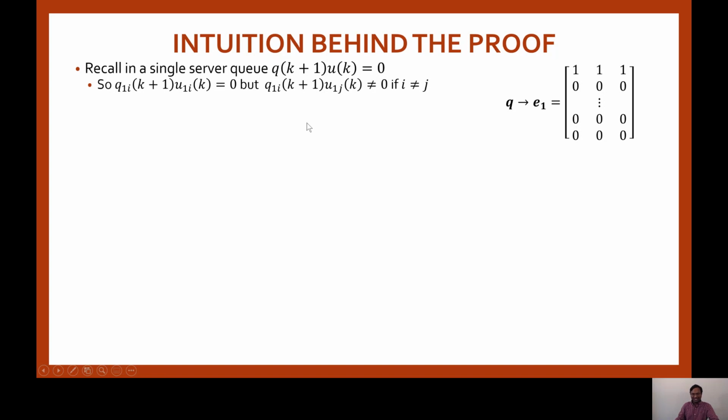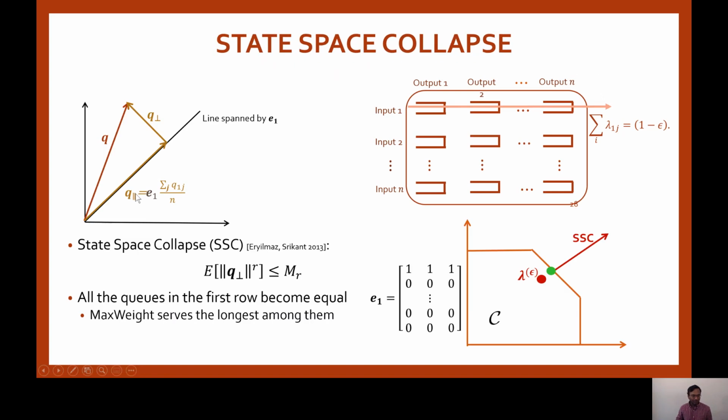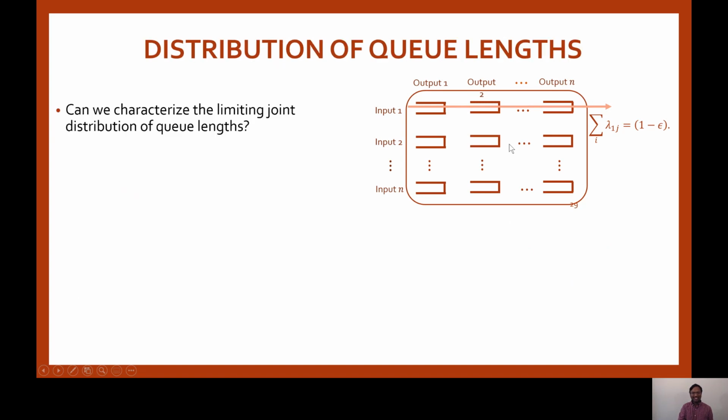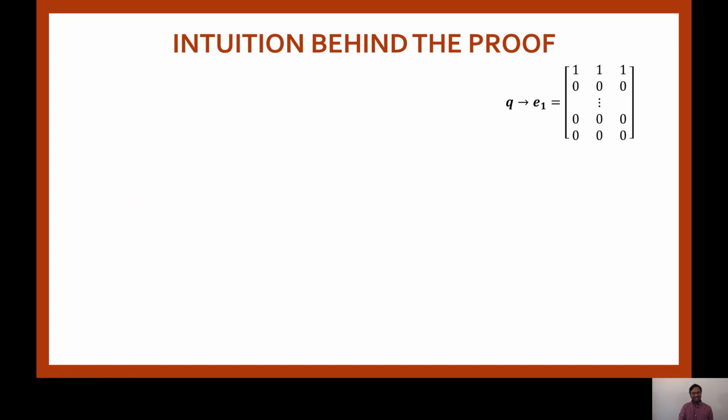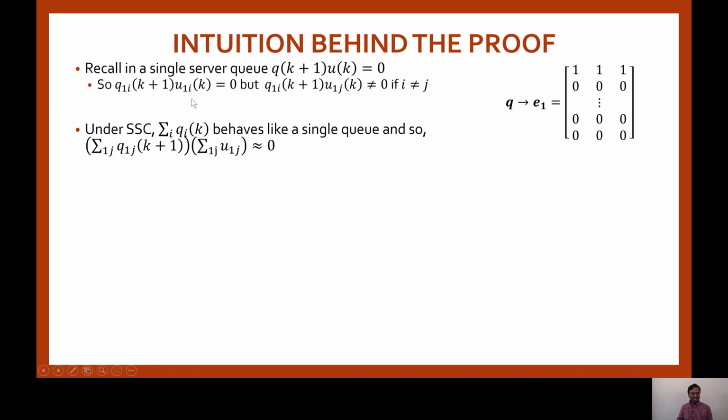So this is our major challenge, because our Lyapunov function, q parallel squared, in the case of this one-dimensional collapse, is essentially the sum of all the queues in the first row. So when I take its square and expand it out, I'll get cross terms, multiplying one queue length with the other unused service. But because of state space collapse, all these cross terms are 0. So because of the state space collapse, the sum of the queue lengths in the first row behaves like a single server queue, which means the sum of the queue lengths in the first row multiplied by the sum of all the unused service in the first row is approximately equal to 0.